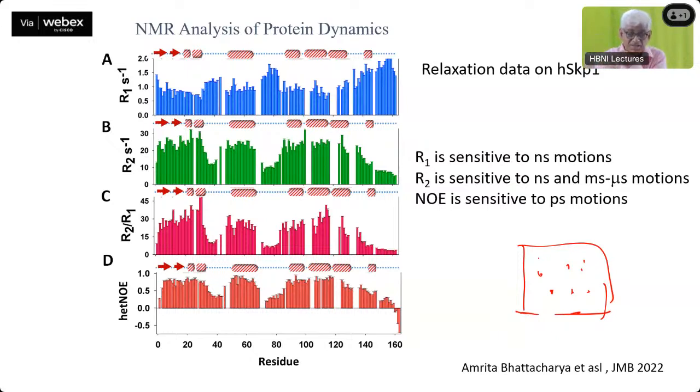Here you see R1s are very high in the case of loop areas, and in the structured areas, R1s are low. If you take the R2 by R1 ratio, the same pattern appears. And heteronuclear NOEs, in the loop areas they are very, very low, and the end points are actually even going negative. In most of the structured areas, heteronuclear NOE is approximately 0.7 to 0.8. But in the loop areas, this goes down substantially.